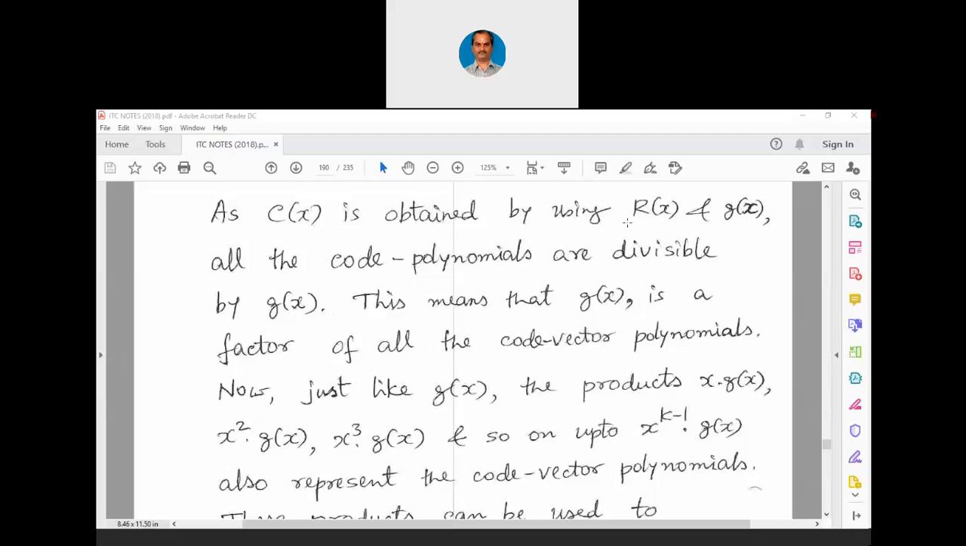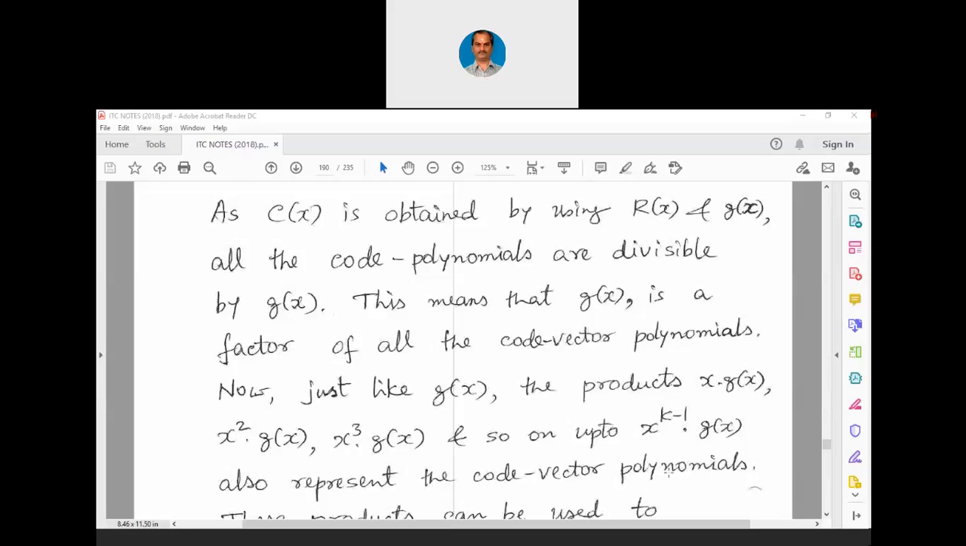So let me come back without deviating further, discussing other things. C of x is obtained by using R of x and G of x. All the code polynomials are divisible by G of x. This means that G of x is a factor of all the code vector polynomials. Now, just like G of x, the products x into G of x, x squared into G of x, x cubed into G of x, and so on up to x power k minus 1 into G of x also represent the code vector polynomials.